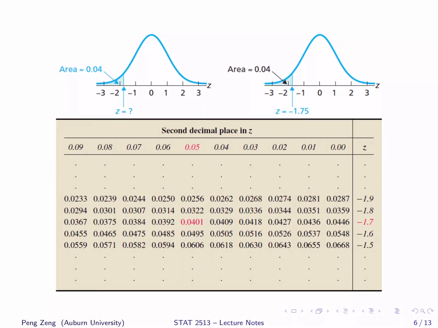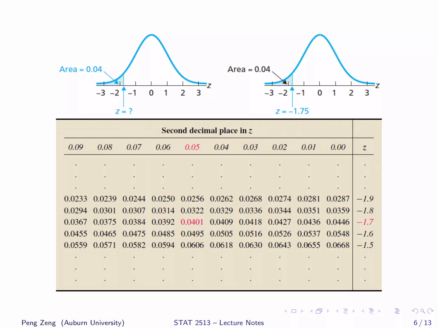Here, we have another example of finding the value of z for a given probability. What is the value of z such that the area to the left of z is 0.04? According to what we have discussed before, we need to find the probability 0.04 in the standard normal table. However, there is no value 0.04 in the table. It may happen in practice because this table only contains a limited number of possible values and it is not exhaustive. If it happens, we simply find the closest value in the table.